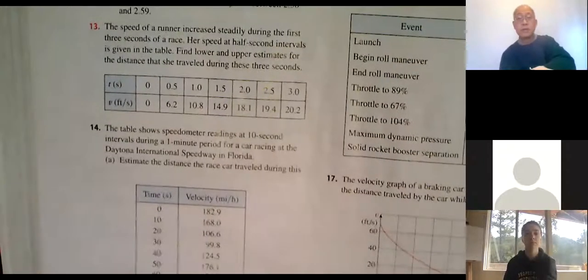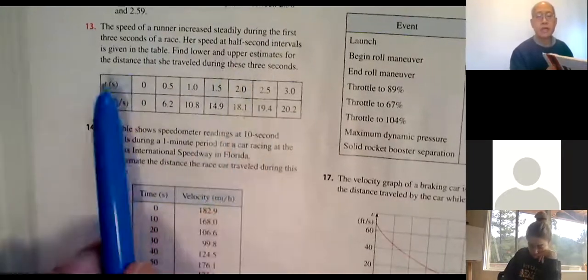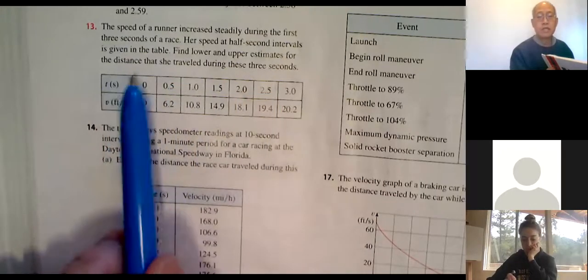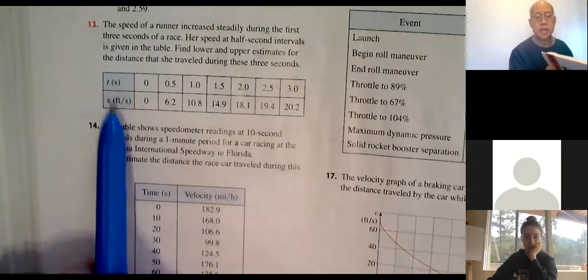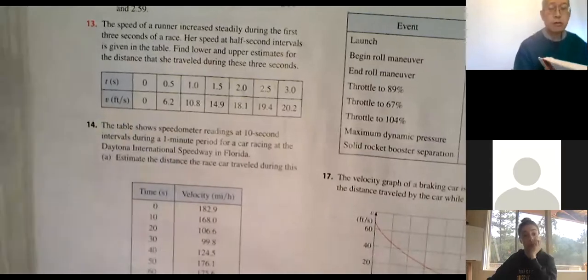13. The speed of a runner increased steadily during the first 3 seconds of a race. Her speed at half-second intervals is given in the table. Find lower and upper estimates for the distance that she traveled during these 3 seconds. Okay, time is in seconds. Velocity is feet per second. Okay, so before I do anything here, let me just talk about the logic here.